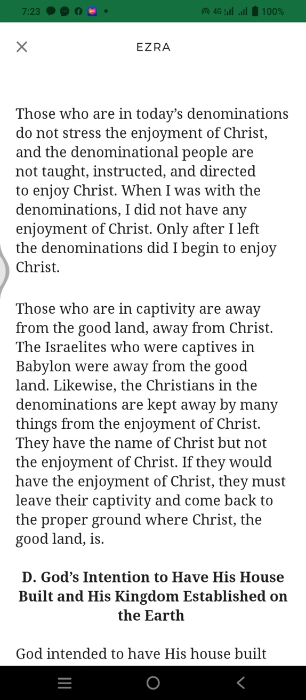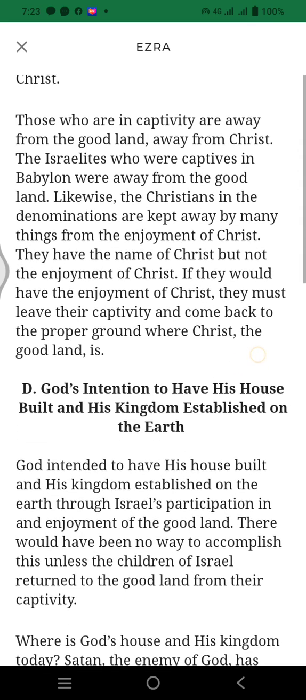Those who are in today's denominations do not stress the enjoyment of Christ, and the denomination people are not taught, instructed, and directed to enjoy Christ. When I was with the denominations, I did not have any enjoyment of Christ. Only after I left the denominations did I begin to enjoy Christ.